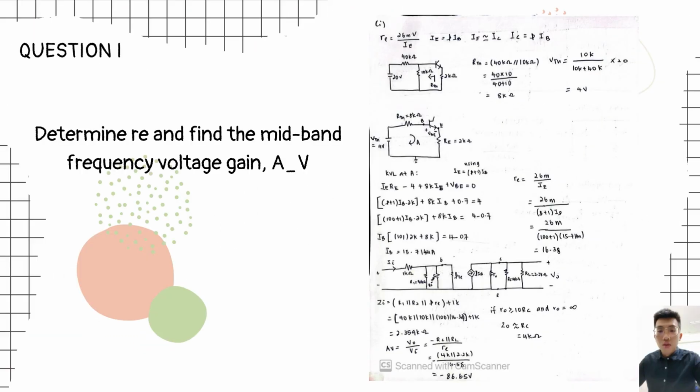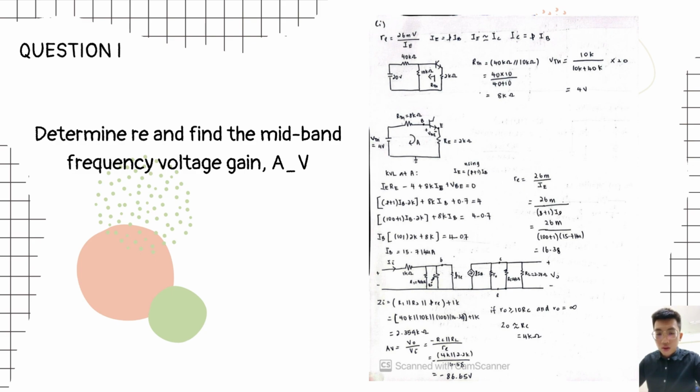In our question 1, we determine the RE and find the mid-band frequency voltage gain. First, we know the formula of the small RE is equal to 26 mV over IE. So we use the Thevenin theorem to find the RTH first. So the RTH is 40 kΩ parallel to 10 kΩ, which is 8 kΩ. And the VTH is 10 kΩ over 10K plus 40K times 20, equal to 4 volts.